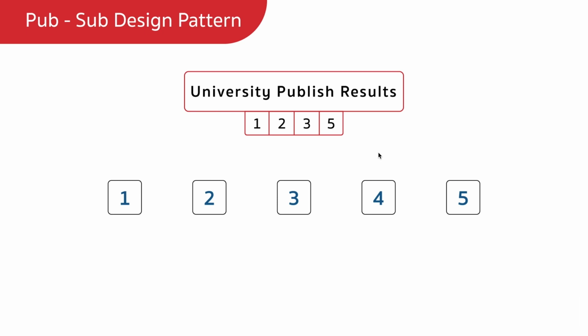When the university results come out, the university will send the result to 1, send the result to 2, send the result to 3, and send the result to 5, right? So the university will publish, and it'll go through this list and figure out, okay, I need to send the result to 1, 2, 3, and 5. This is the basic underlying thing of how the pub/sub design pattern works.